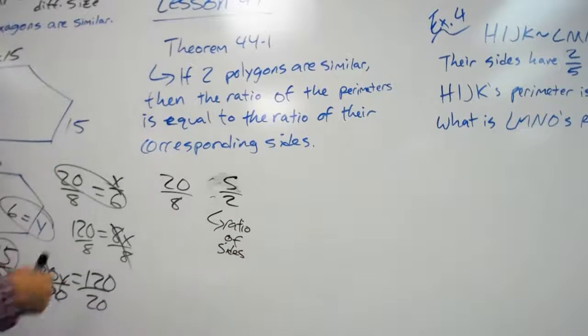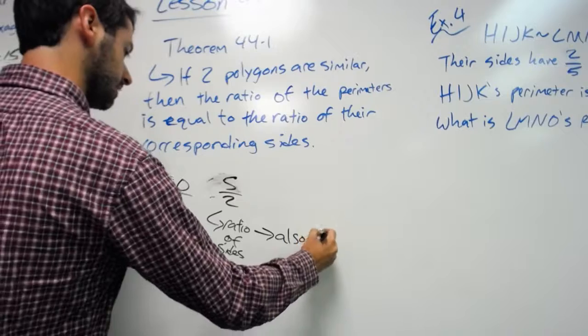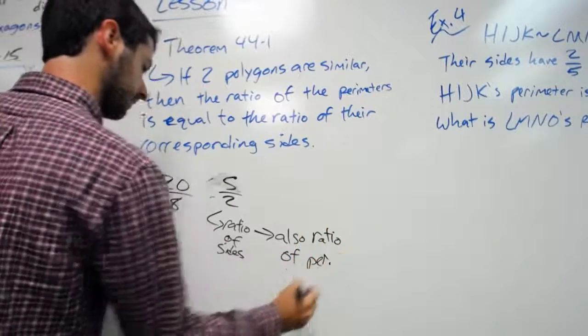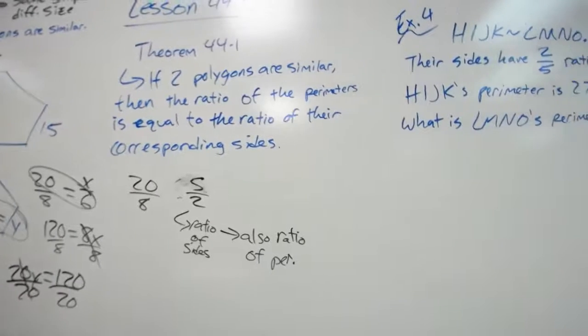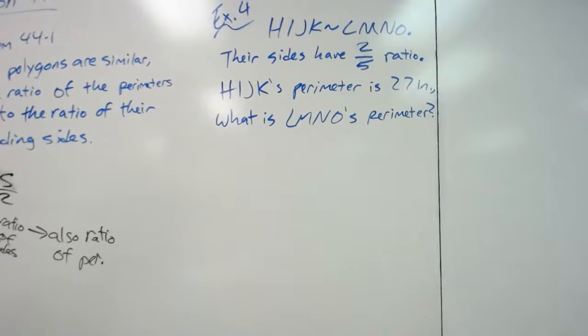But what theorem 44-1 tells us is that is also the ratio of perimeters. So if you know the ratio of sides, then that is going to be equal to the ratio of the perimeters, or vice versa. So now let's look at example 4.